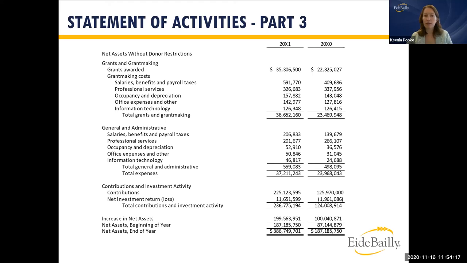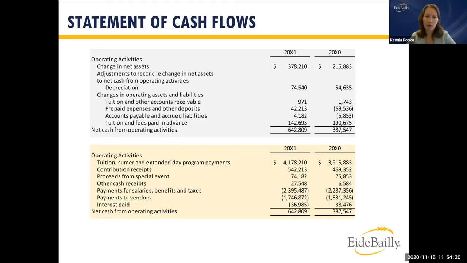So let's talk about a statement of cash flows. On the statement of cash flows, you also have an option of presenting your operating activities in two different ways. The top example here is more of a mathematical exercise. This is easier for the CPAs to prepare. A lot of not-for-profits choose this particular presentation, but what it shows you is the change in net assets is the top line, and then the reconciliation of your balance sheet accounts of how you arrive at the net cash from operating activities.